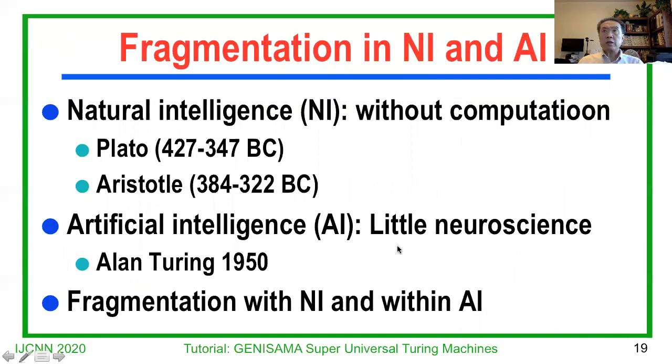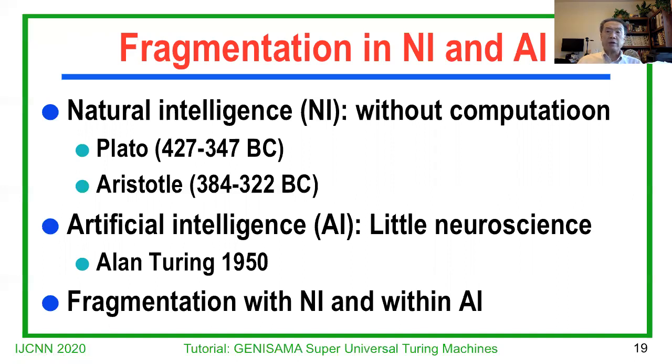Artificial intelligence is a computation, but with little neuroscience. In Alan Turing's 1950 paper, he mentioned neuroscience and psychology, so I like this paper. It's pretty wide, but he did not have a method to deal with AI, so he proposed something we later called the Turing test. But that's considered the first paper in AI.